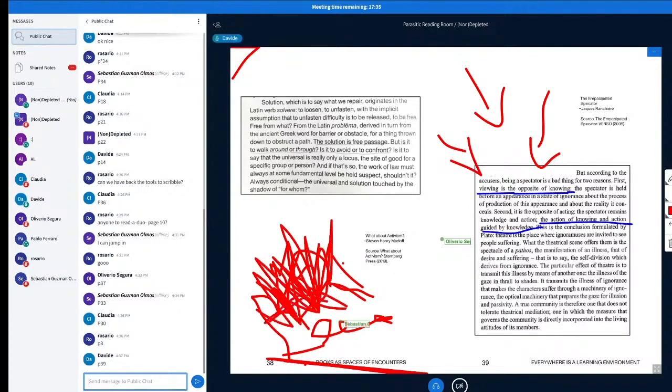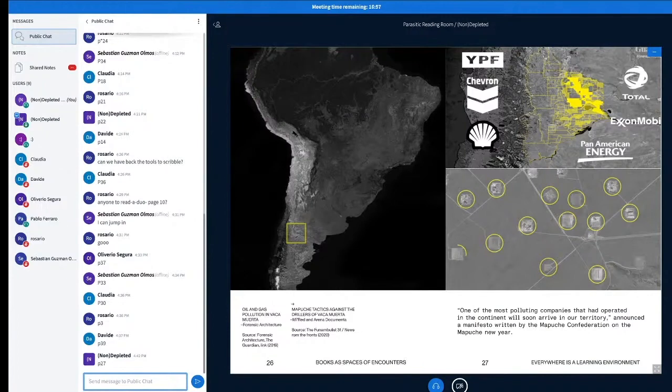A true community is therefore one that does not tolerate theatrical mediation, one in which the measure that governs the community is directly incorporated into the living attitude of its members. "One of the most polluting companies that have operated in the continent will soon arrive in our territory," announced a manifesto written by the Mapuche Conference and the Mapuche New Year.